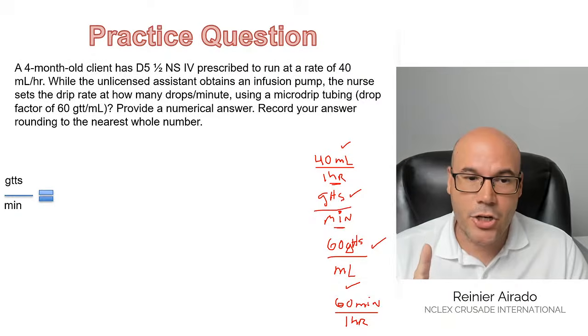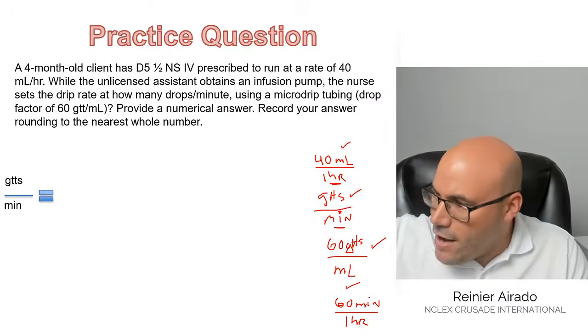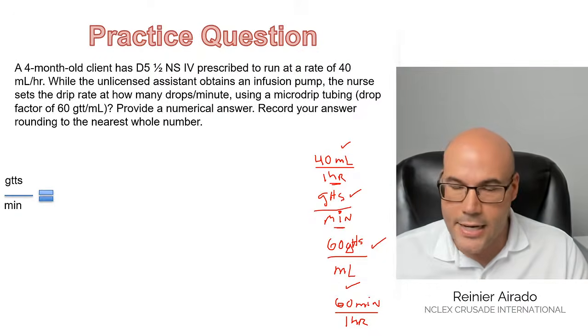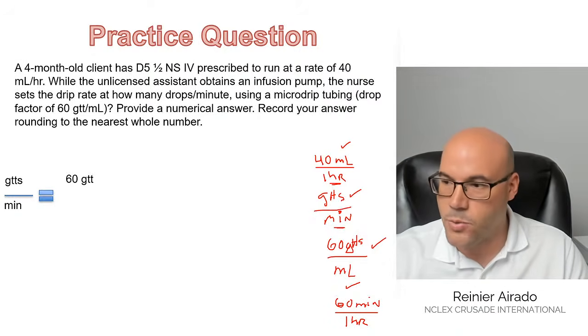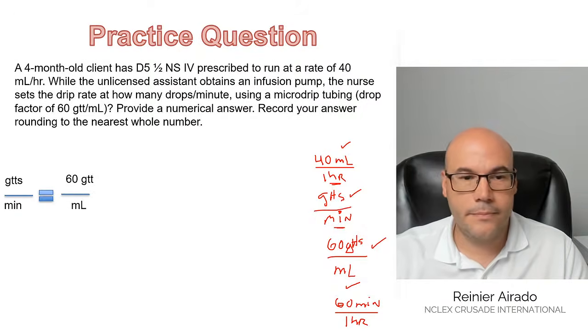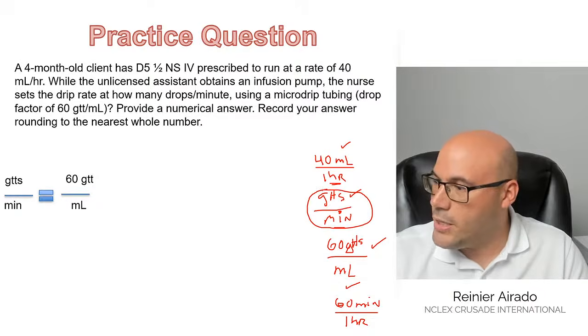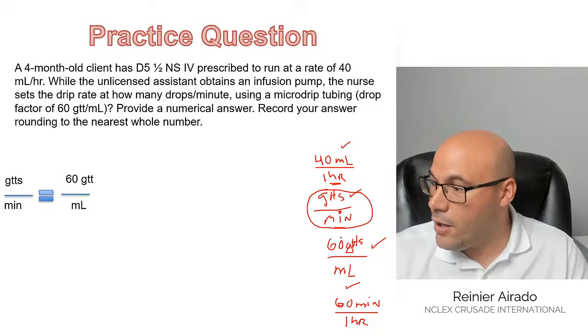My first fraction needs to have drops in the numerator. What information that I have collected has drops in the numerator? 60 drops per ml. So that is what I'm going to have. 60 drops over ml. Perfect. We have used that information, so I'm going to circle it so I know that I used that already.